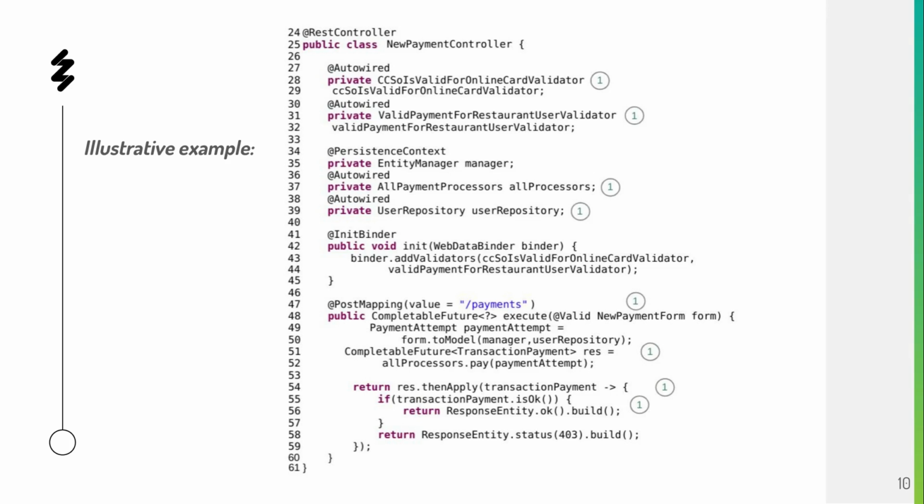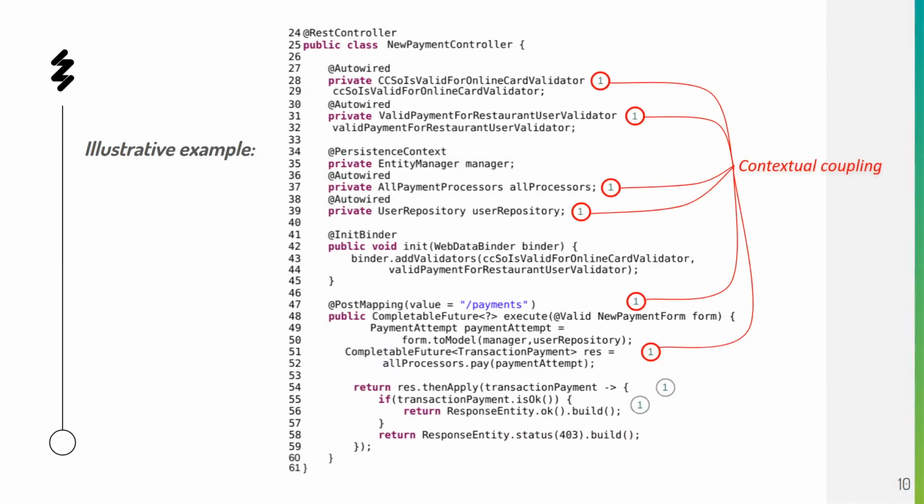As we can see, here we have a figure showing an illustrative example of the application of our method. This class, called NewPaymentController, has several control structures, and from a rapid analysis, we can identify 6 contextual couplings, that is, dependencies with other classes available inside the project. There's a function as an argument and an if statement. As a result, we have a total of 8 intrinsic complexity points.